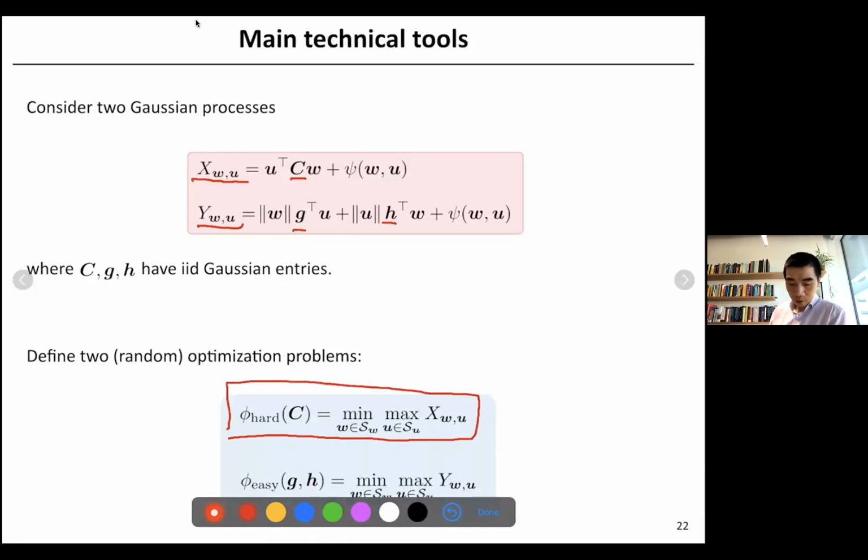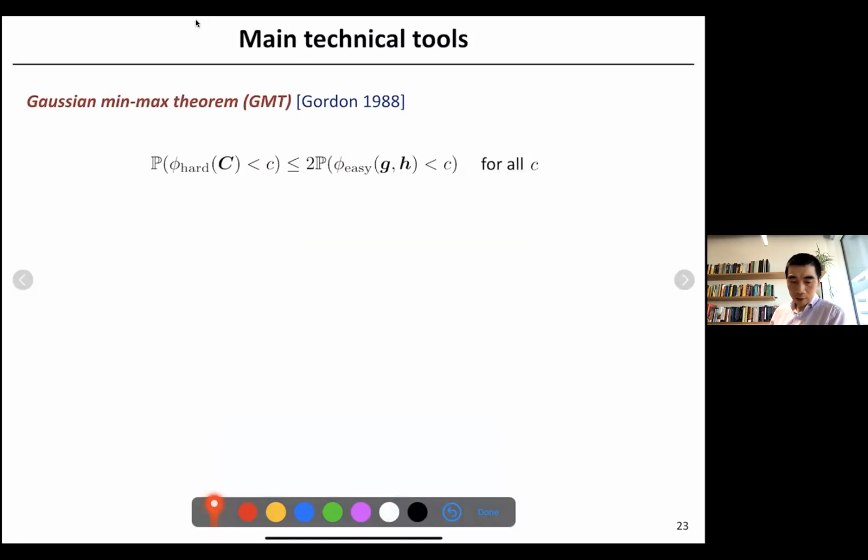Now, correspondingly, we can define the minimax value of the Gaussian process Y, which we call the easy version, because if you look at the definition of Y, there's no matrix involved. There are only two Gaussian vectors. Now, the main tool that we use is a comparison inequality from Gordon's result. What Gordon showed was the following.